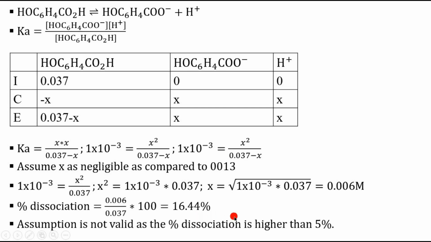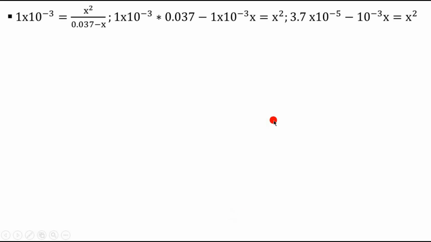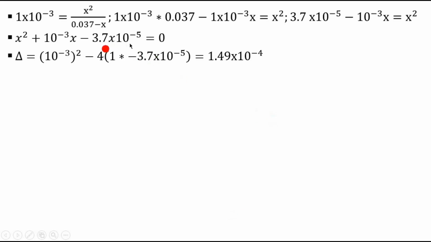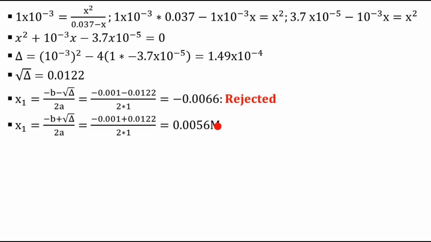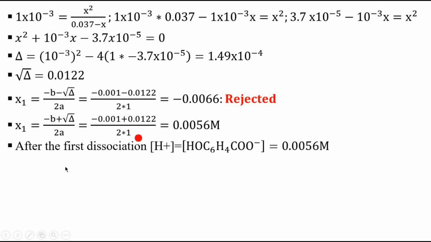Let's quickly solve the quadratic equation. This is the quadratic equation. We determine the discriminant, we determine the square root of the discriminant, and we determine x1, which will be rejected because the concentration cannot be negative. Here we develop x2, here is x2 not x1, and you get 0.0056 molar. That means the H plus dissociated from the carboxylic acid of salicylic acid is this one. After the first dissociation, the H plus dissociated from the salicylic acid is equal to 0.0056 molar.